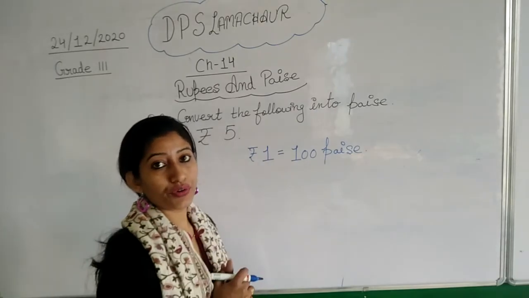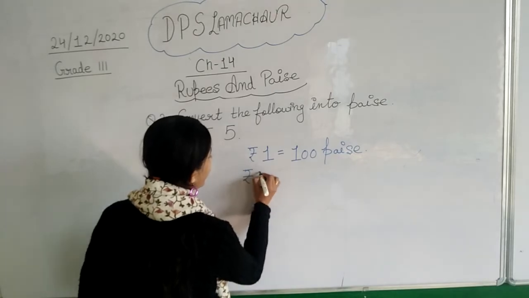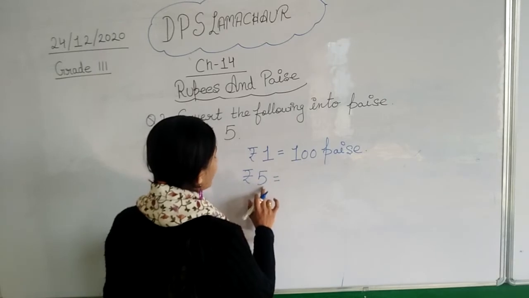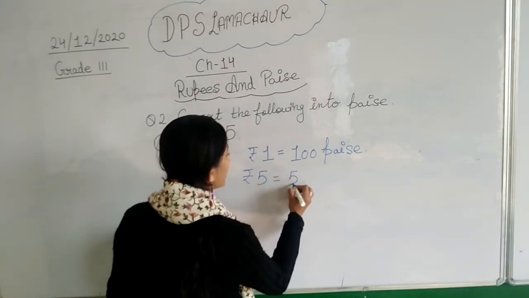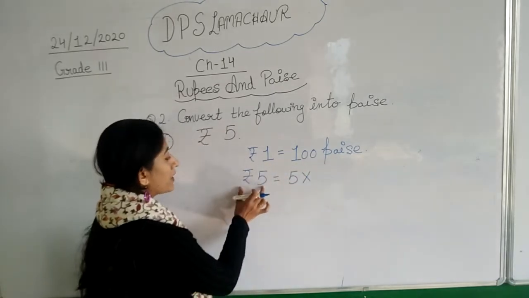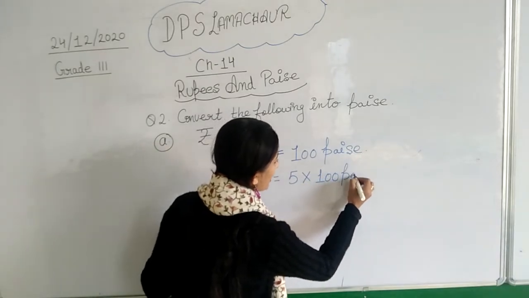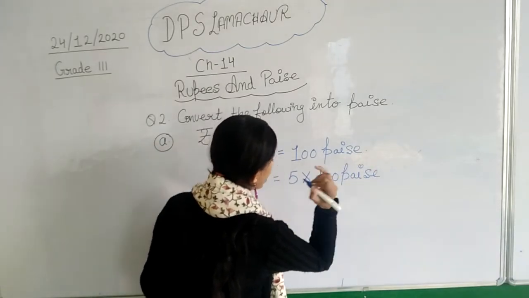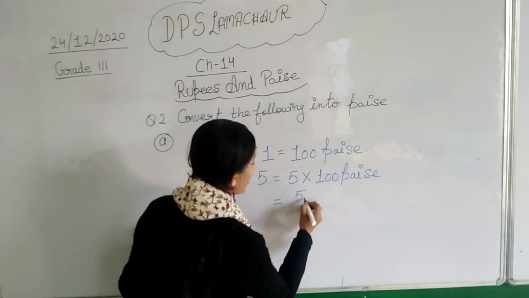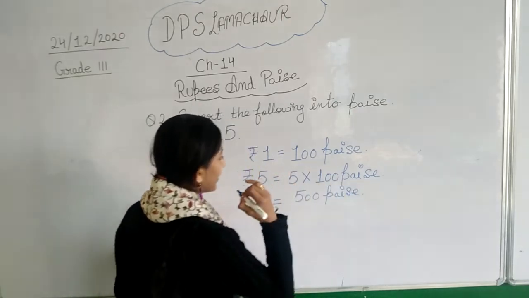Now we all know how to do conversion. In place of rupee 1, what is given? Rupee 5. So what will we write? Here we will write 5 in place of the rupee, because 1 rupee is equal to 100 paise. So in place of rupee, what will we put? Into 100 paise. And what are we getting? You know how to multiply. It will become 500 paise.